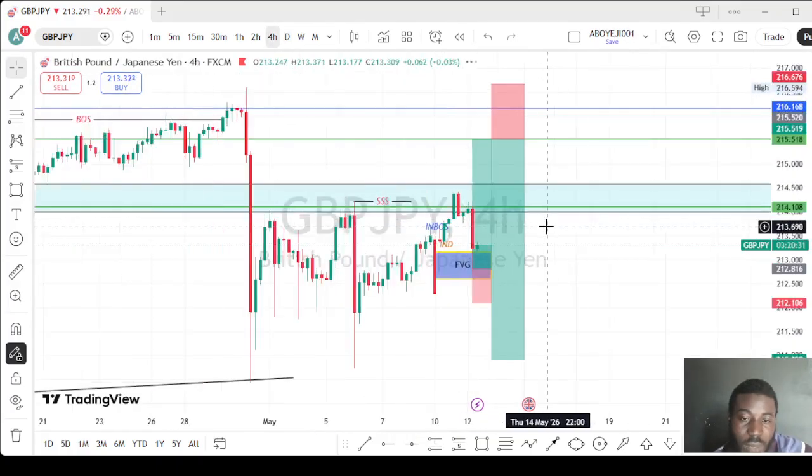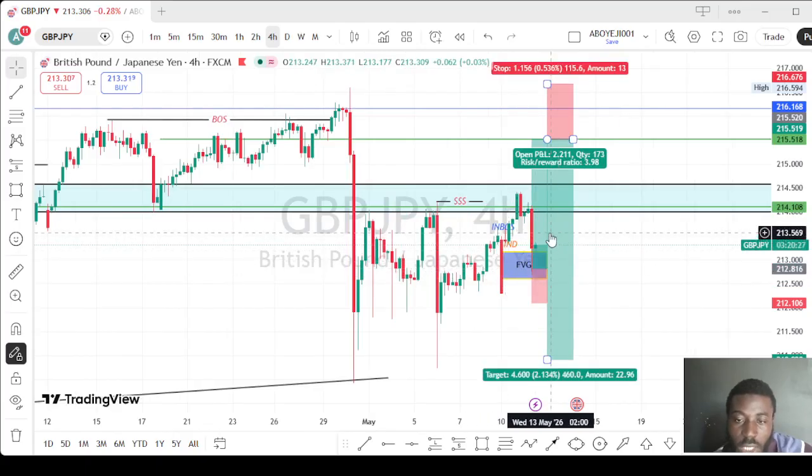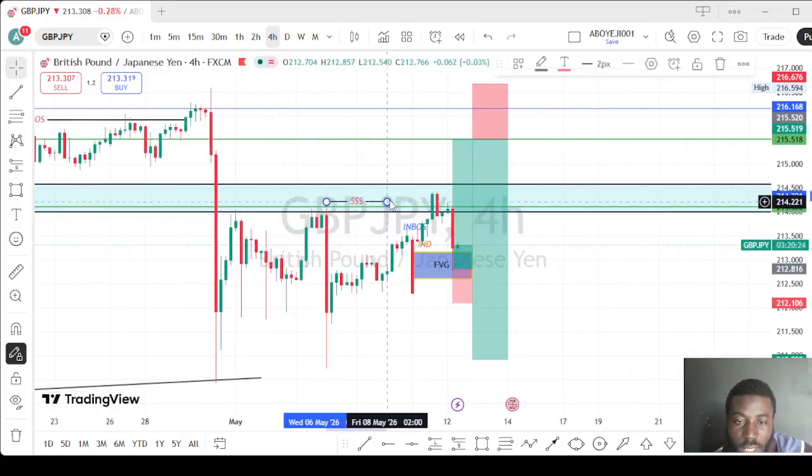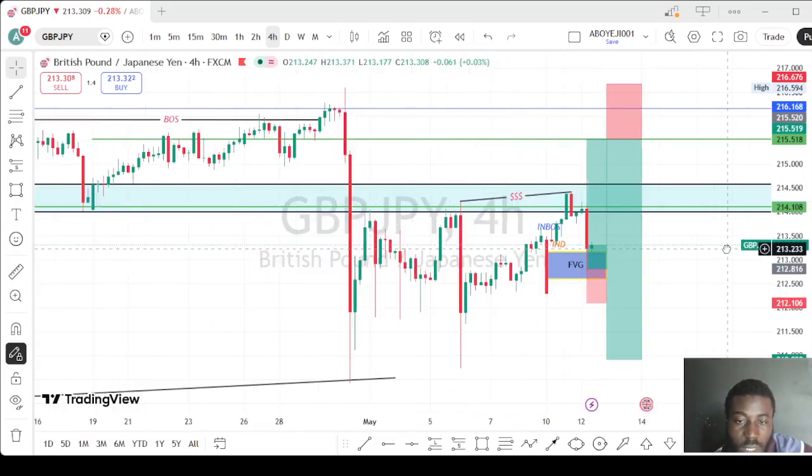So let's move to the 4-hour time frame. This is the 4-hour time frame. If you want to take this sell, you can still take this sell. This is liquidity. The market is just creating liquidity. So we are still buying. The market is still buying.